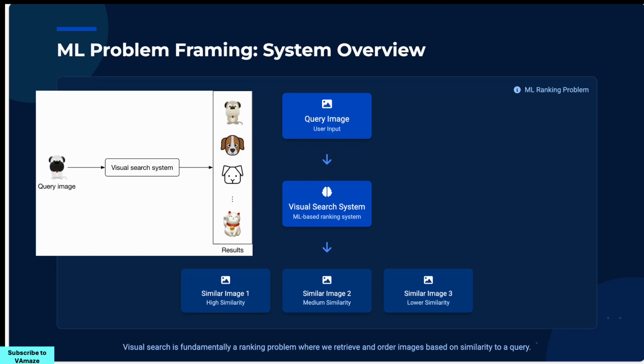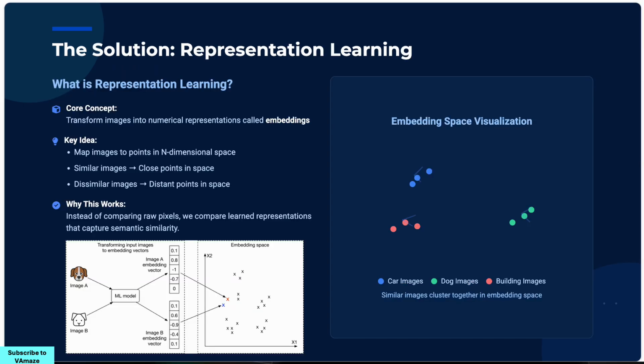This is where representation learning comes in, and it's one of the most powerful techniques in modern machine learning. In representation learning, we train a model to transform images into numerical representations called embeddings. Think of it this way. Instead of working with raw pixels, we map each image to a point in a high-dimensional space. Let's call it the embedding space.